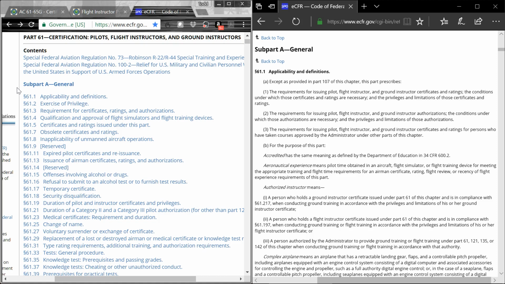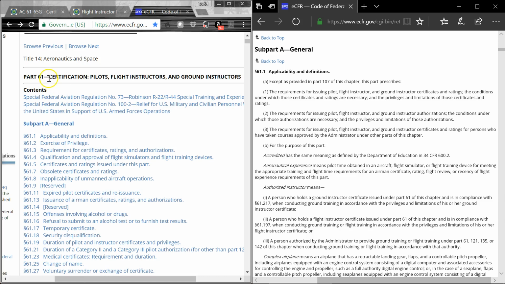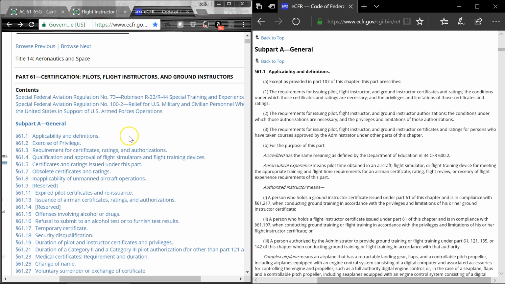And what is the main difference there? Well, Part 61 is all the ways that you can get certificated as a pilot or as an instructor. And Part 91 is all the ways that the FAA can take that away from you. So if you want to know all the things not to do, go to Part 91, and that'll help you out.